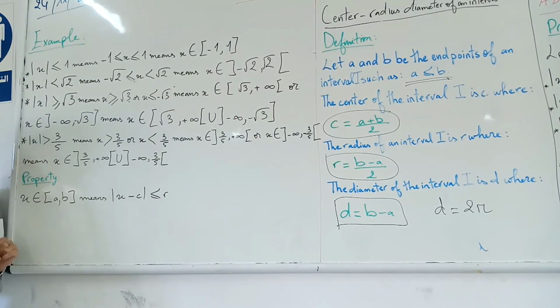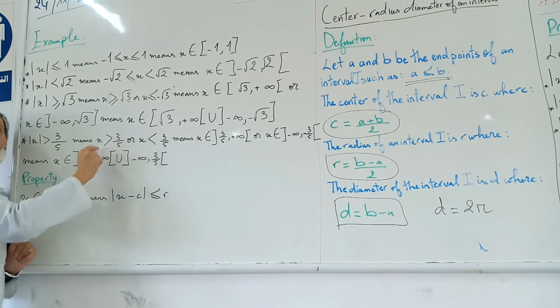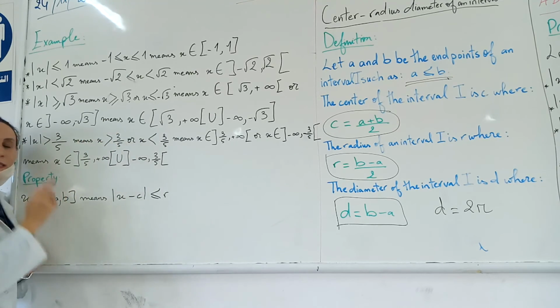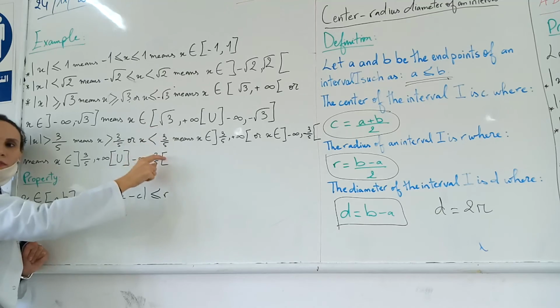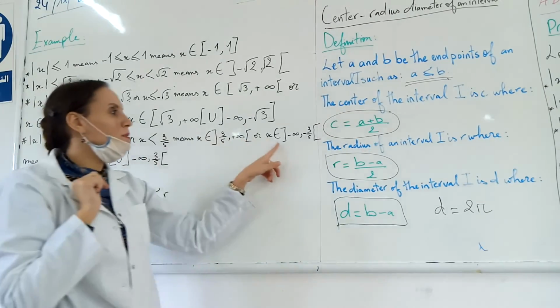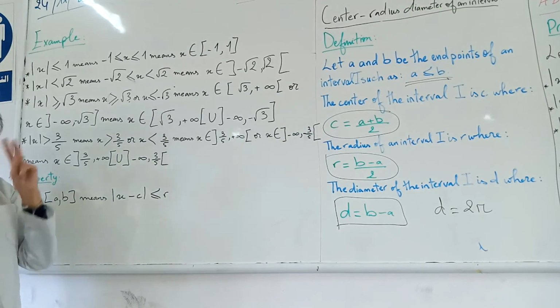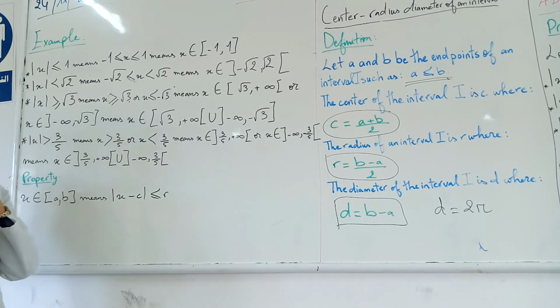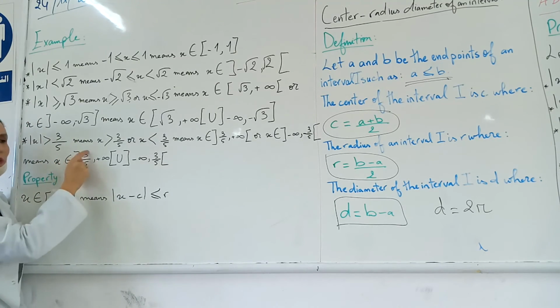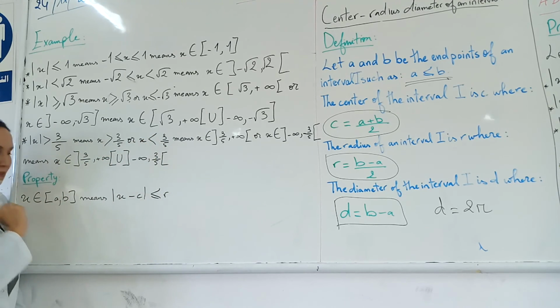You have here absolute value of X strictly bigger than 3 over 5. So X strictly bigger than 3 over 5 or X strictly less than minus 3 over 5. It means X belongs to 3 over 5 plus infinity with open interval, or X belongs to minus infinity minus 3 over 5, open interval. So X belongs to the union of two intervals.